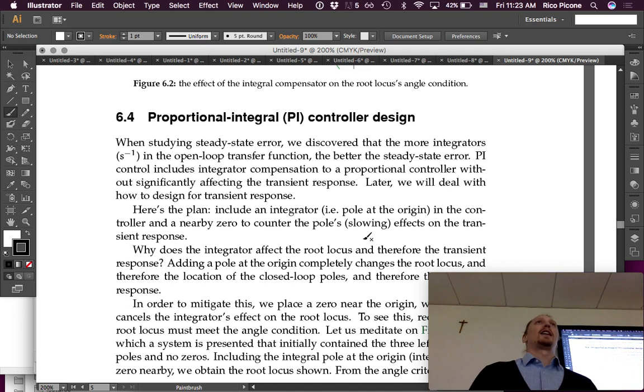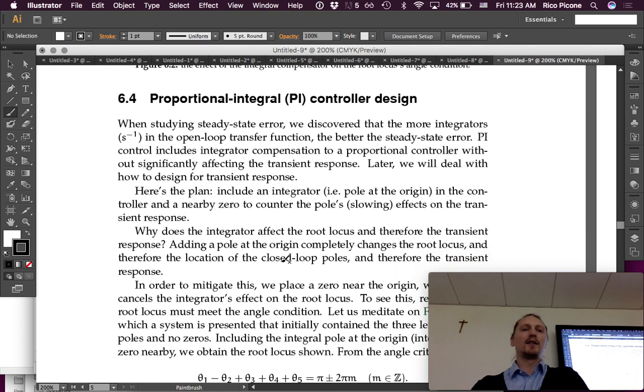And usually the effect is to slow the response when we put an integrator in there. And we don't want that. We don't want it to slow the response. So let's learn how to do that. And really the key is to just put a zero in there as close as possible to that pole with some constraints, and we'll explain what those constraints are.